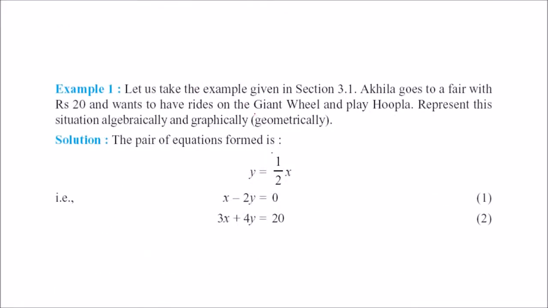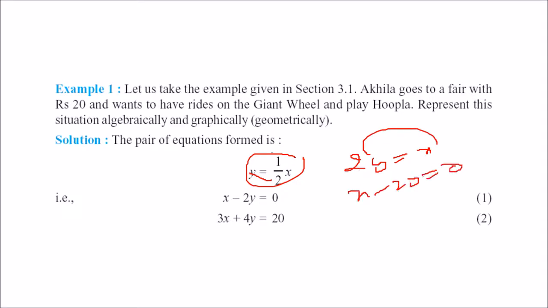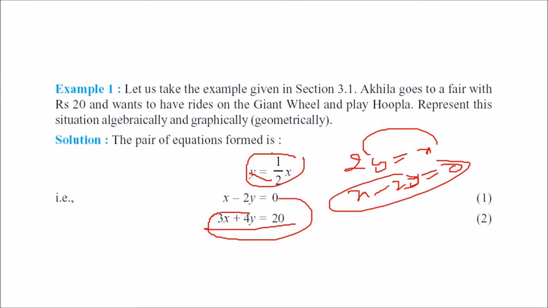So now let us get back to Akhila's problem. Akhila, y is equal to x by 2. So just take 2 on the left hand side, so 2y is equal to x. Shift this 2y to the right side. This will be x minus 2y equal to 0. Then 3x plus 4y equal to 20. This we have already seen. These are two equations. Let us solve them.